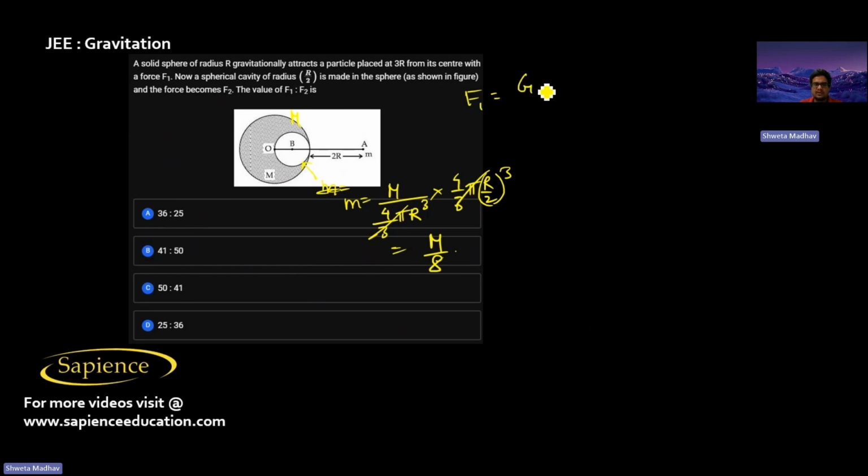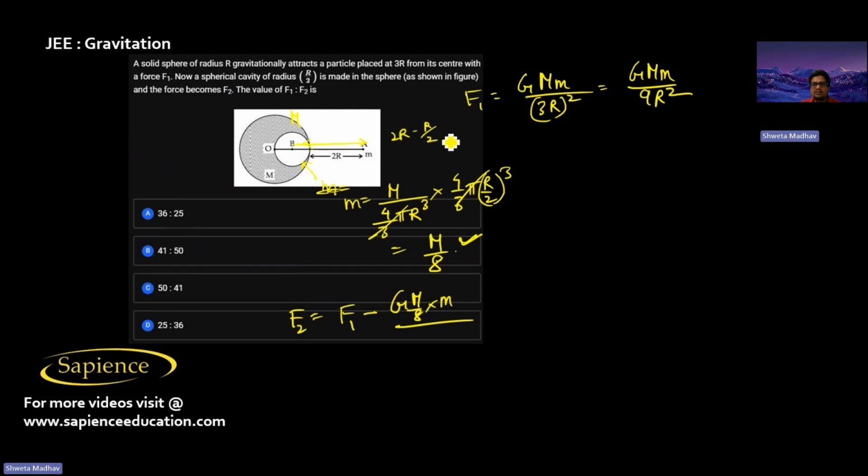So F1 will be equal to G m by 3r whole square, since from the center the distance is here. So it is G m by 9r square. And F2 will be equal to the force F1 minus the force due to this negative mass, since when it is taken out, it is acting like a negative mass. So minus the force due to this removed mass, which is m by 8. So this is G m by 8 into m by, and its center is at r by 2. So this distance is 2r minus r by 2, that is 3r by 2. 2r plus r by 2, so this is actually 5r by 2.